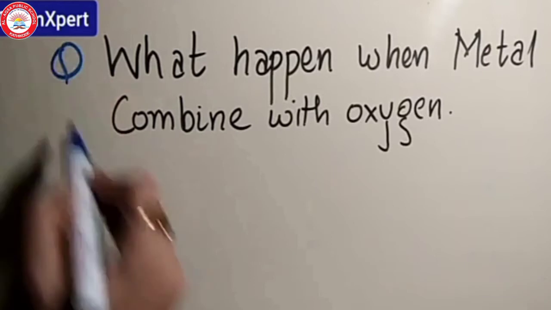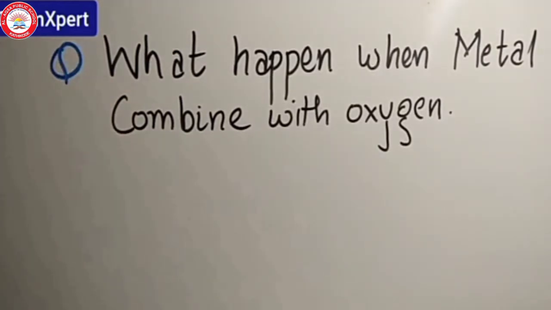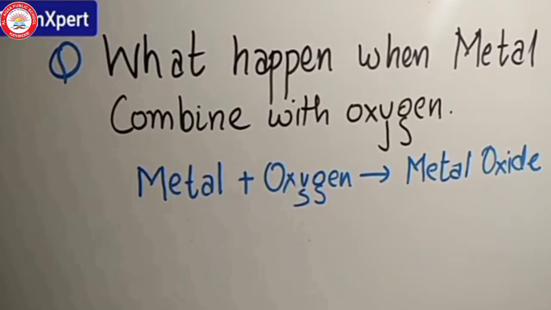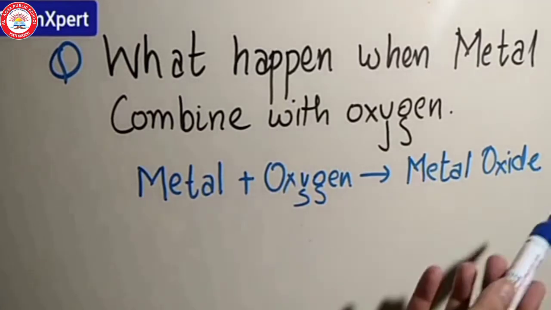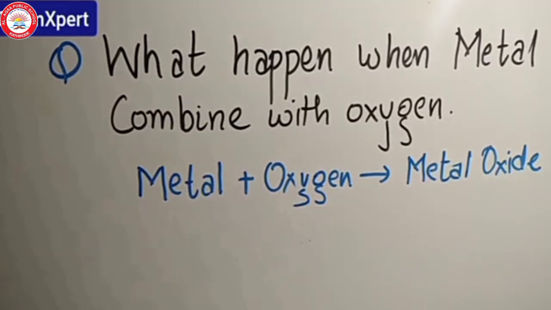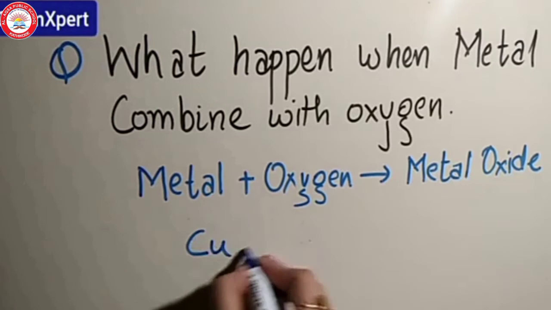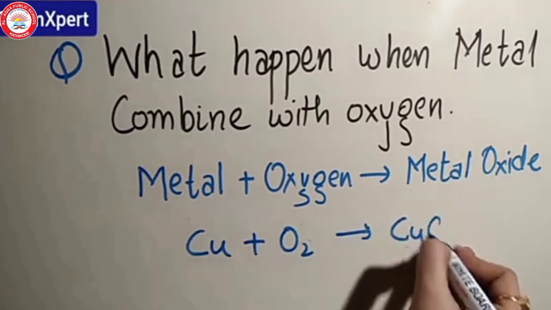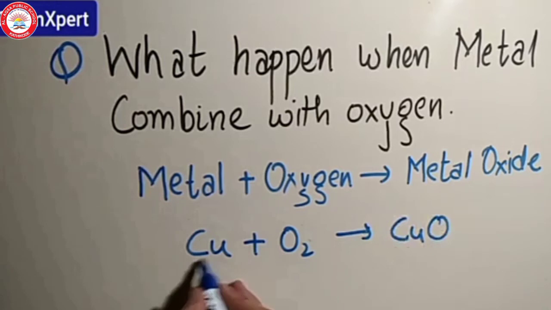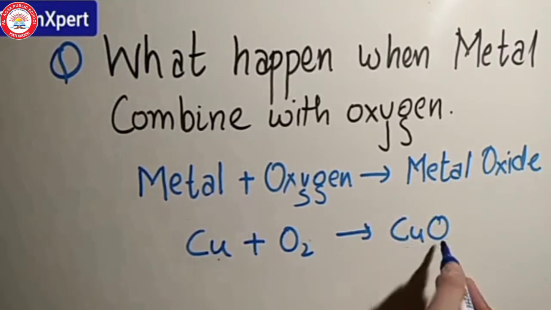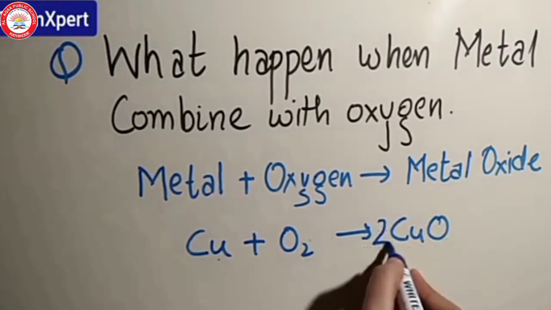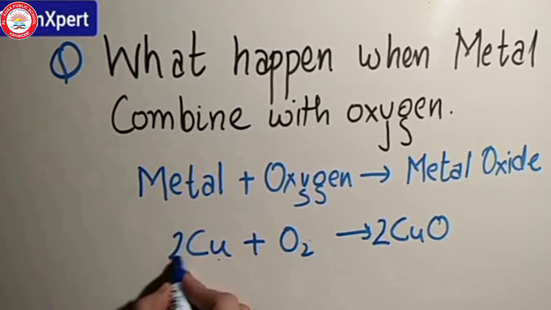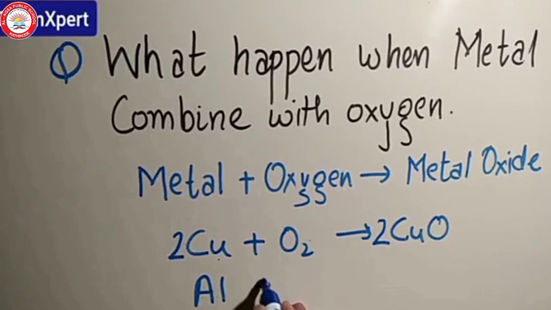Okay. The question is, what happens when metal combines with oxygen? Metal plus oxygen gives metal oxide. For example, copper plus oxygen gives copper oxide. Now we can balance this equation and we will get 2Cu plus O2 gives 2CuO.